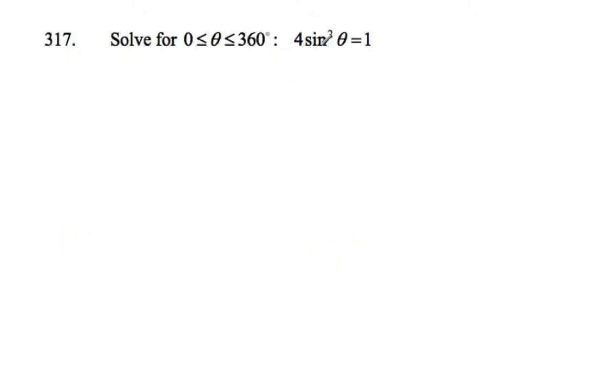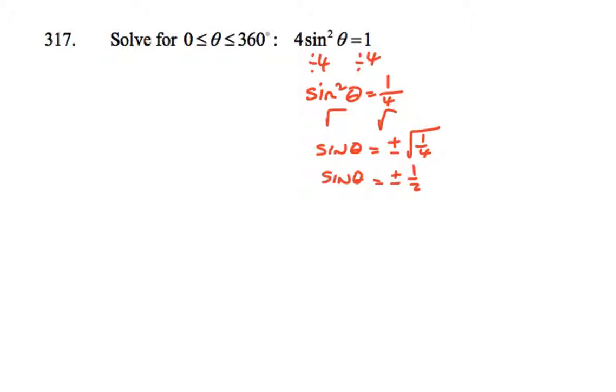This one, okay, very similar. Let's divide both sides by 4 to get things on an even keel here. Then we're square rooting both sides. And when we square root a quarter, we get a half, but we have to remember it's plus or minus. So then we think, okay, sine a half, what basic exact value is that?